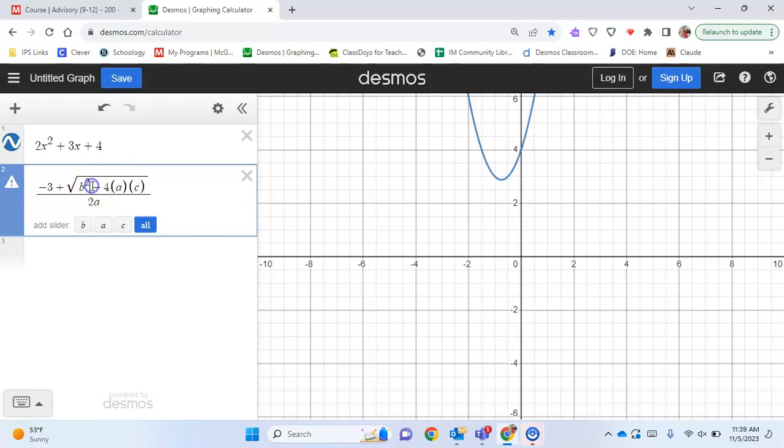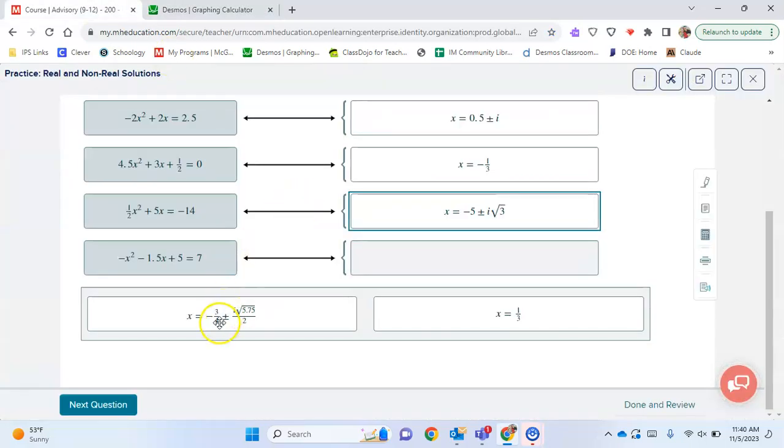B squared would be 9. 3 times 3 is 9. 4 times 2 is 8. Times 4 is 32. 9 minus 32, what's that? Negative 23. 2 times 2 is 4. The denominator is 4. We have negative 3/4. It's obviously this answer, negative 3/4.